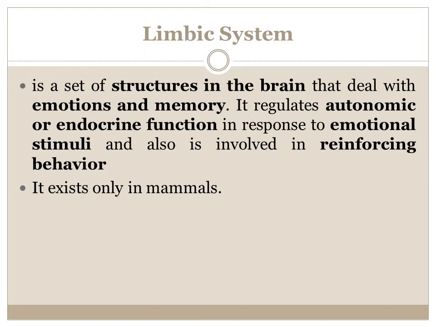So the limbic system exists only in mammals. When we say mammals, these are the animals that have vertebrae, the spinal column line. So any animals that have a vertebrae have a limbic system. For example, a monkey. How about the cockroach? Do they have a limbic system? No, they don't, because they are not mammals. Again, the limbic system exists only in vertebrates, animals that have a vertebrae. All right, so that is for the limbic system.